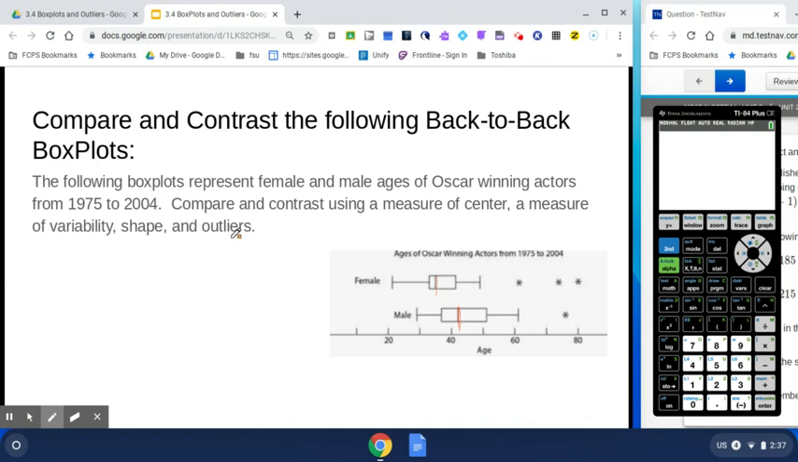And outliers, we have the females have more large outliers than the males. So overall, it looks like females win Oscars earlier in life, whereas males earn Oscars later in life.